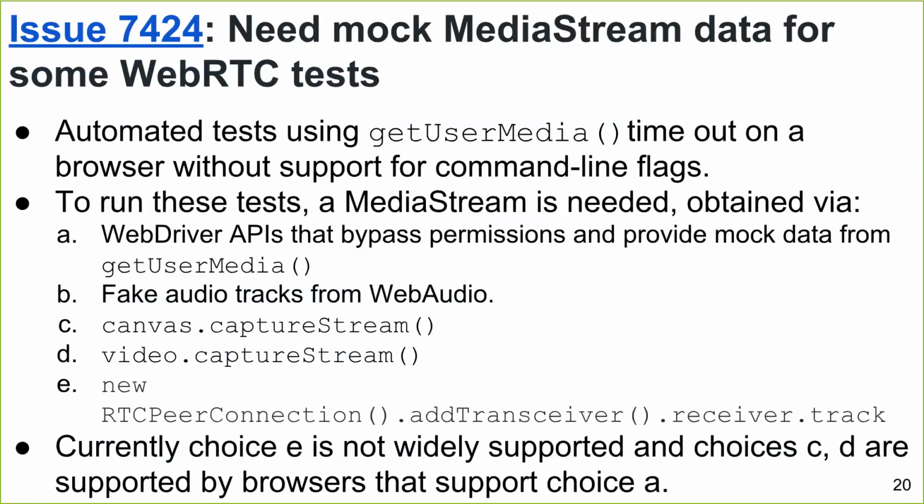Are there situations, Jan-Ivar, where you think it'd be useful to use fake audio tracks? You mean using capture stream and WebAudio? No, I meant you suggested at one point fake audio tracks from WebAudio. Oh, okay. Well, yeah, I'll lump that in with Canvas capture stream for you, so as to have a solution for audio and video. It's a little bit more widely supported though than Canvas capture stream or video capture stream. Oh, okay. Yes. Well, it depends on what we are going to use these tracks for. Like E, for instance, with the addTransceiver receiver track, would obviously not contain much data. It's a chicken and egg problem if you're going to use that to test peer connection.